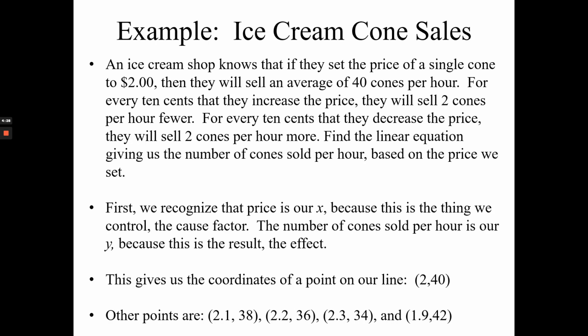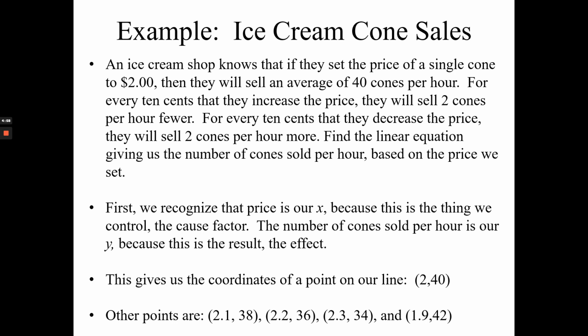Let's do another example. Let's do an example of ice cream cone sales because I like ice cream. An ice cream shop knows that if they set the price of a single cone at $2, they will sell an average of 40 cones per hour. And they know that for every 10 cents they increase the price, they will sell 2 cones fewer because they're charging more. And for every 10 cents they decrease the price, they will sell 2 cones per hour more. I want to find a linear equation giving me the number of cones sold per hour based on the price we set.